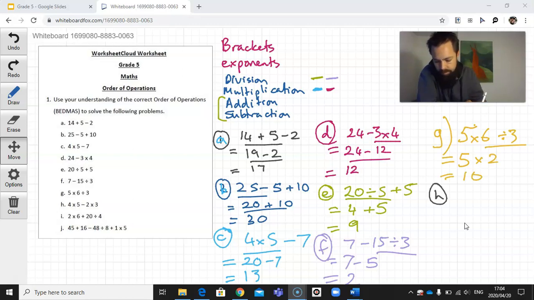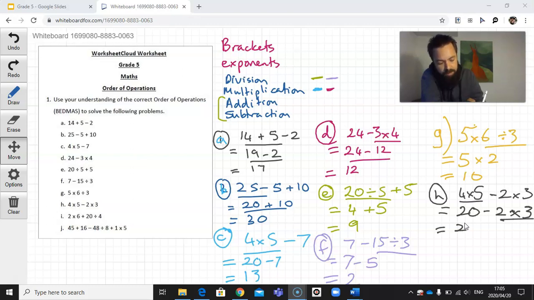H. 4 times 5 minus 2 times 3. So in this one, you could actually do both of them at the same time and it would save you a line, but I'm going to stick for the beginning to just doing one at a time so that we don't accidentally make a mistake. So 4 times 5 is 20 minus, everything else stays unchanged. Now I'm going to do 20 minus 2 times 3 is 6. 20 minus 6 is, apologies, 14.